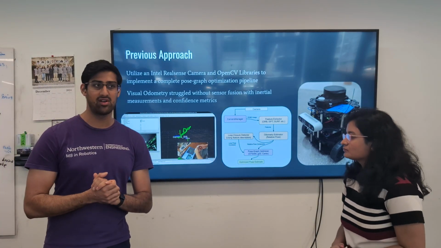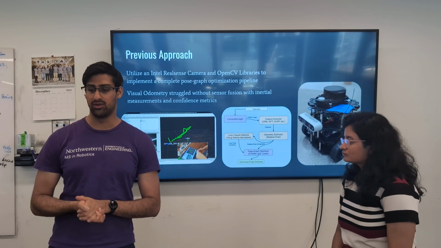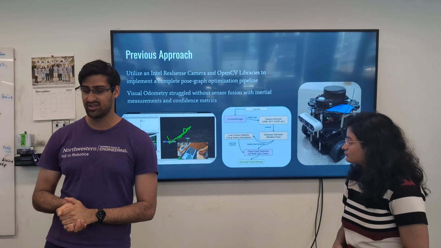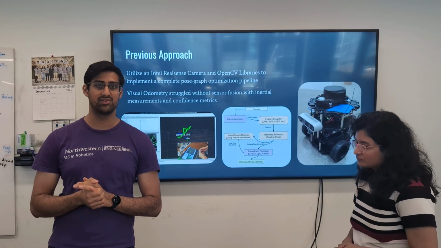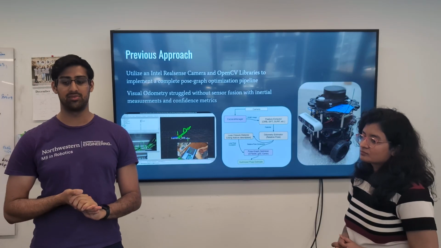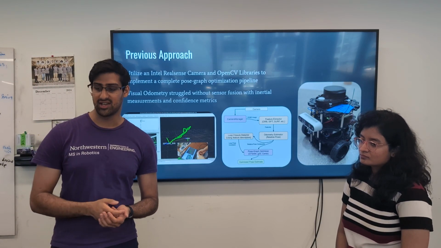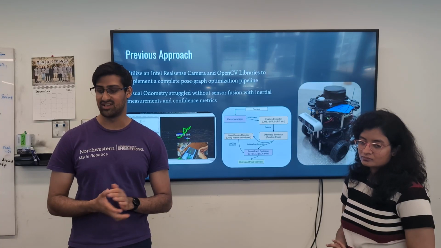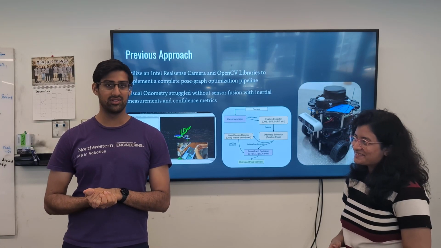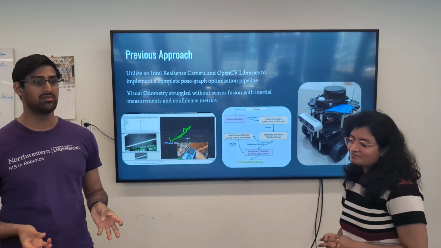And so, just to talk about our previous approach to this problem, previously we attempted to implement the whole pose graph optimization pipeline using an Intel RealSense camera, which is an RGBD camera, as well as using OpenCV libraries to perform the feature extraction, odometry estimation, loop closure detection, and the pose graph optimization itself. And the visual odometry struggled without sensor fusion with the inertial measurements from the IMU.